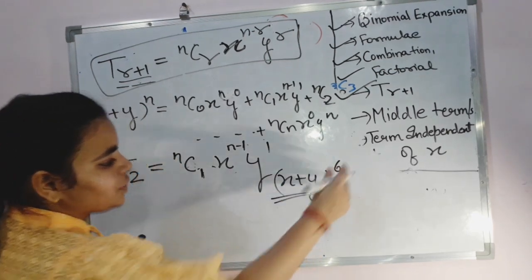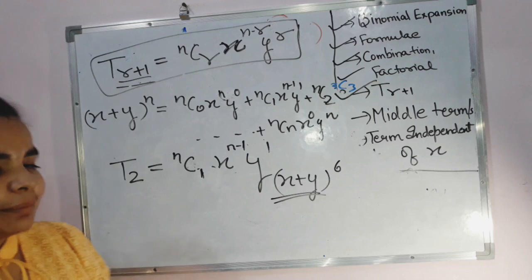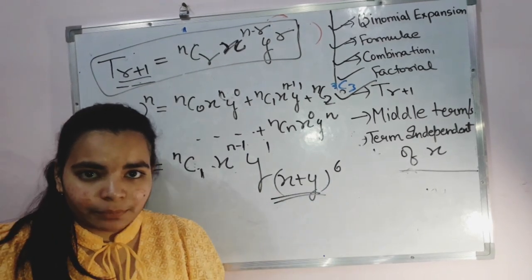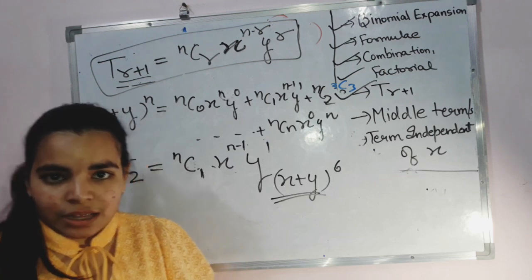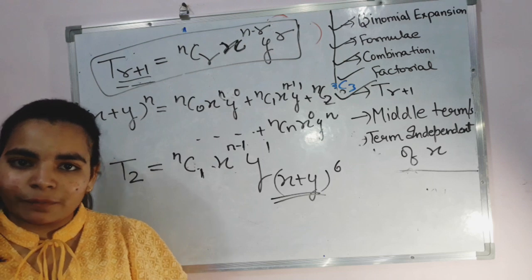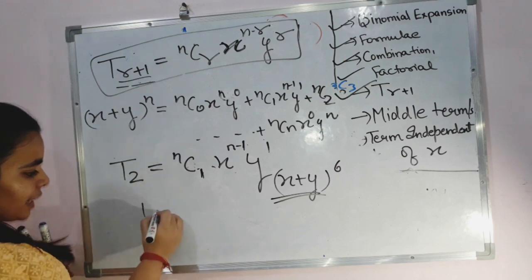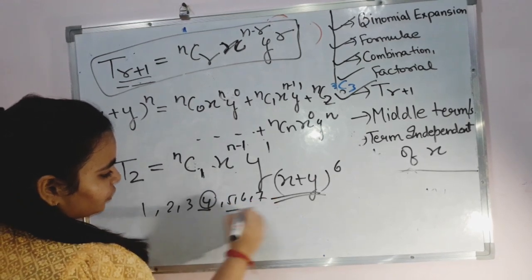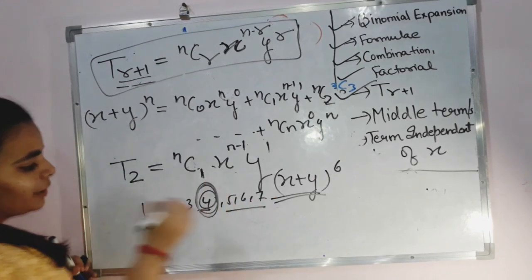Right? (x + y) raised to the power 6. Now of this we have to find the middle term. We know that if it is the 6th power, then I am going to have 7 terms. Now when I have 7 terms, then definitely my 4th term will be the middle term. 3 this side, this is the 4th one, and 5, 6, 7, so 3 and 3 this side. Therefore this is the middle term.